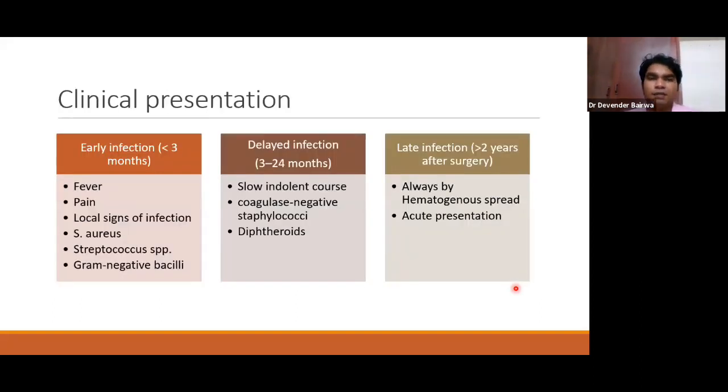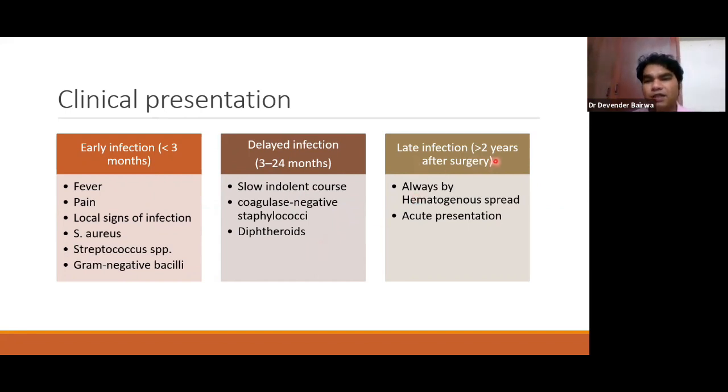Generally, the clinical presentation of prosthetic joint infection can be divided into three parts: early infection, delayed infection, and late infection. If somebody has an infection within 3 months of surgery, it is known as early infection. Early infection generally presents with fever, pain, and local signs of infection, and common causes include Staph aureus, Streptococcus species, and gram-negative bacilli. In delayed infection, from 3 to 24 months, there will be a slow, indolent course. Coagulase-negative staph is the most common cause of the infection. Diphtheroids can also be there.